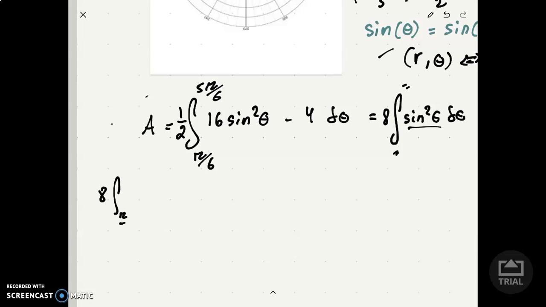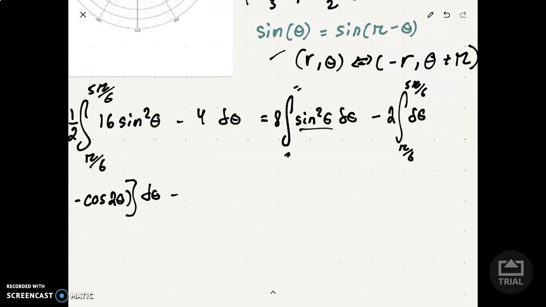So this is pi over 6 to 5 pi over 6, and the identity is 1/2 times 1 minus cosine of 2 theta, and that corresponds to sine squared theta, d theta. And then our second one, we had -2, and the integral of d theta is theta, so it's just plugging in our limits and subtracting this second from the first.